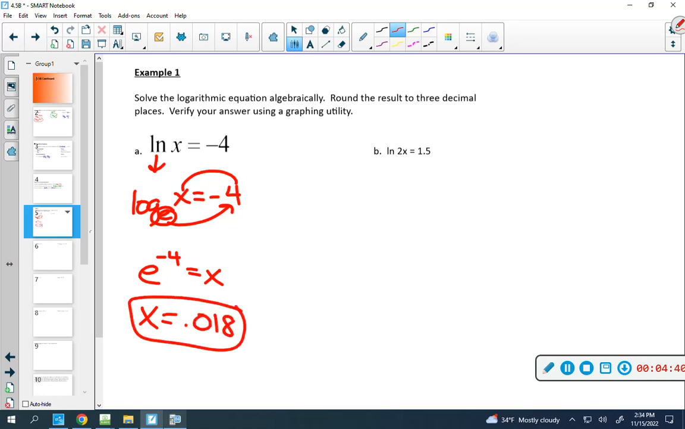So nice and easy to start with. We only have a single log. We can just convert it. It's not that traumatic. Okay. Now I'm just going to do a little quick mental check.